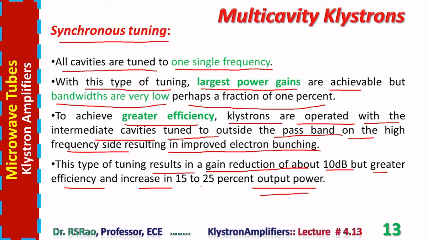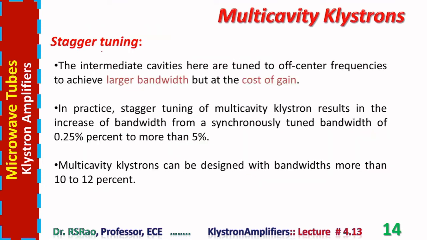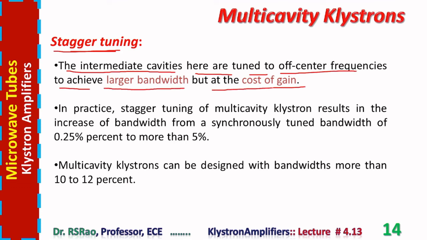If these intermediate cavities all are tuned to a single frequency, then this case is referred to as synchronous tuning. Under synchronous tuning, multi-cavity klystron amplifiers are able to provide larger power gains, but bandwidth of the device becomes very narrow. Another type of tuning is also there. It is called stagger tuning. The intermediate cavities here are tuned to off-center frequencies to achieve larger bandwidths, but at the cost of gain.